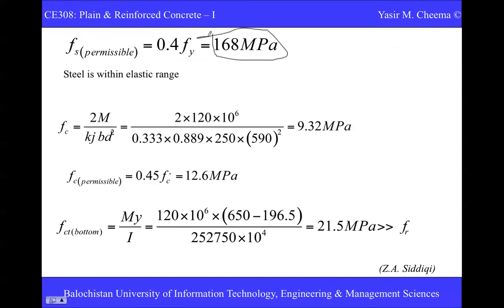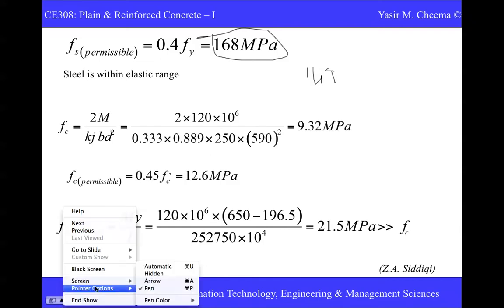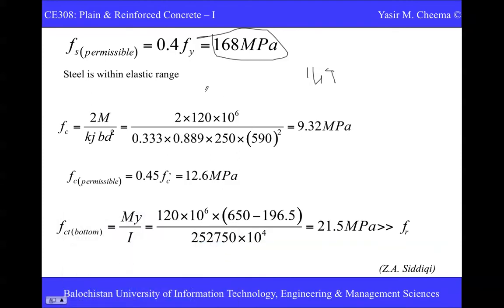So 149 is less than 168 megapascal. Sorry, it's not writing very well, so just understand. So we can say the stress developed in the steel is just in the elastic range. Is it clear? The stress developed in the steel reflects that our steel is still in the elastic range.